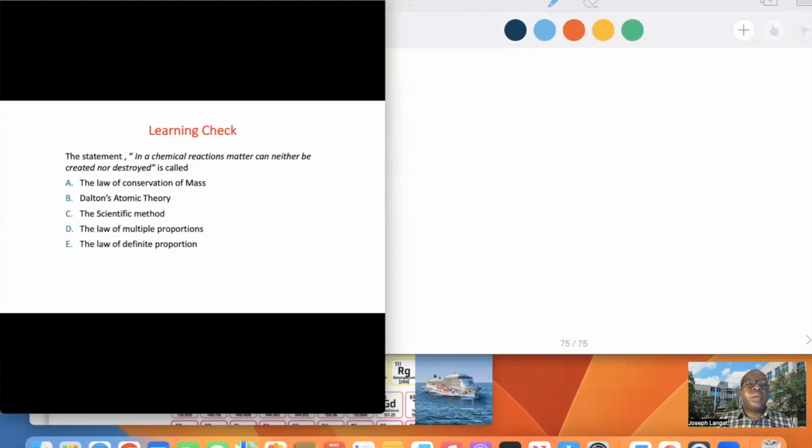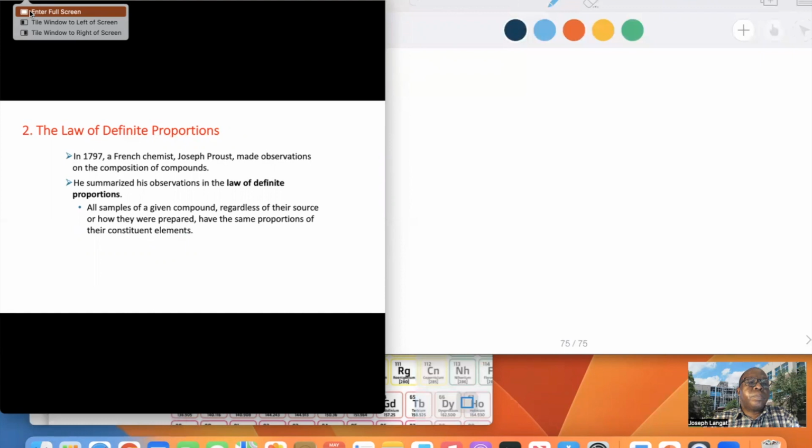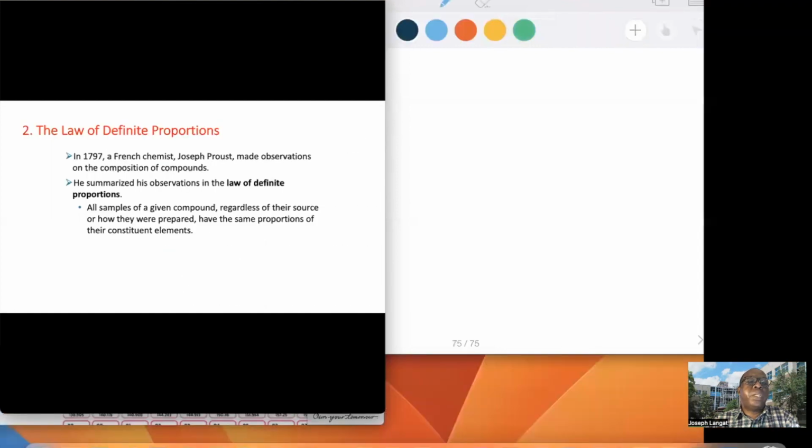Please use the end of chapter problems to practice more on the law of mass conservation. There are some calculations. Now, the law of definite composition, or law of definite proportion. This was proposed by Joseph Proust. You also need to know the name of the scientist who came up with it.